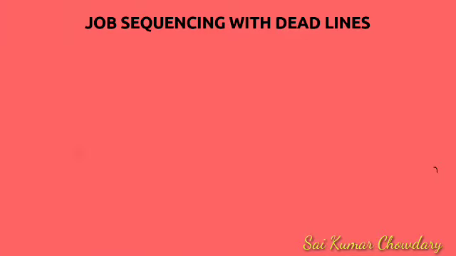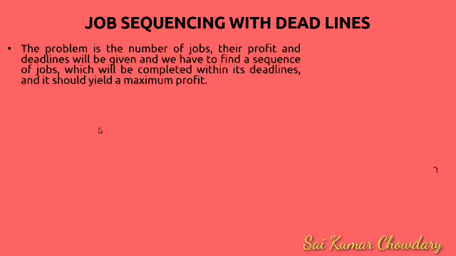Next topic is job sequencing with deadlines. This is one of the applications of the greedy method. We'll see the problem statement first. The number of jobs, their profits and deadlines will be given. So here you will have a number of jobs, and for each job you will have a profit and a deadline.